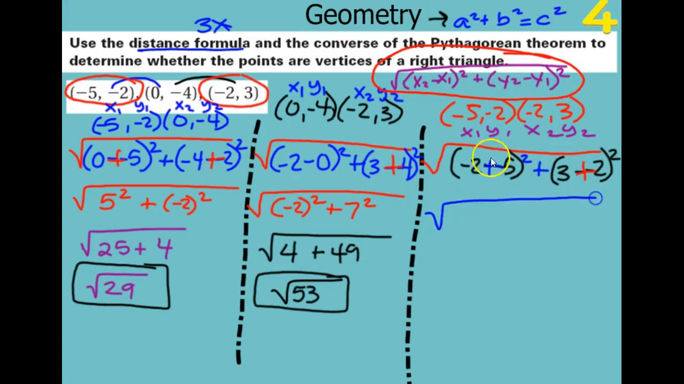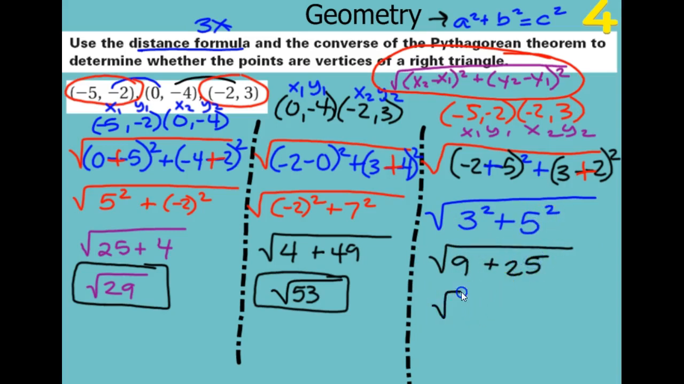So let's simplify a little bit. -2 plus 5. There's more positives. There's 3 more, so it's 3 squared. 3 plus 2 is 5, so that's 5 squared. And then let's simplify. 3 times 3 is 9. 5 times 5 is 25. So if we add these together, we should get 34.